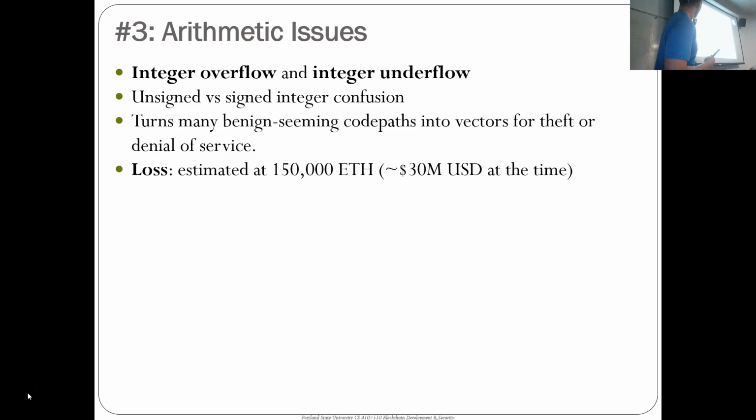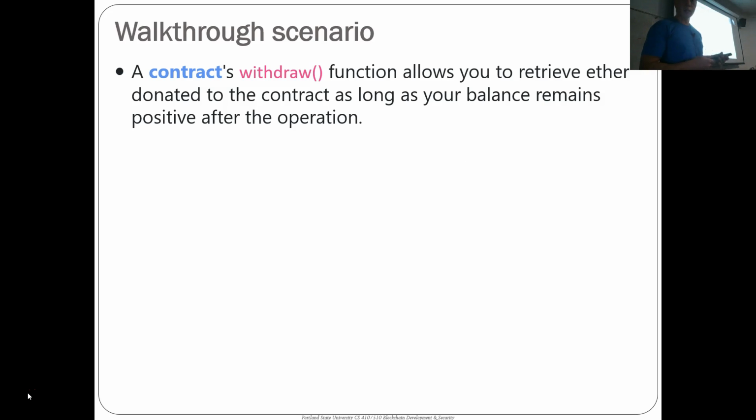So far, the amount that has been lost to this kind of issue in a smart contract is about 150,000 ETH, or $30 million of cryptocurrency at this time. Here's an example of what might go wrong. You have a contract with a withdraw function, and it allows you to retrieve ether that you have given to the contract prior to the withdraw, just as long as the balance that remains in your account is positive after the operation. So, a reasonable thing to ask for.